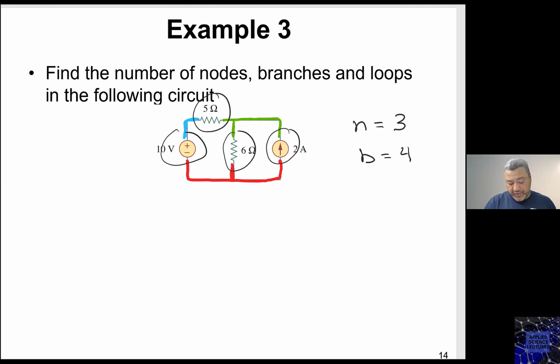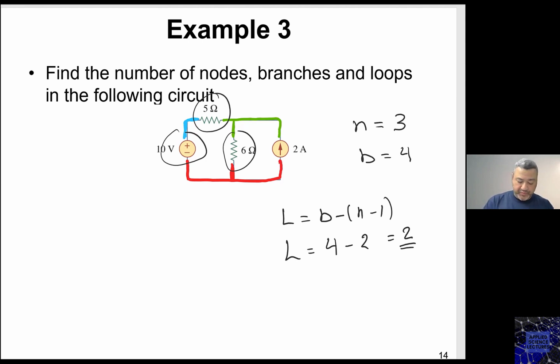And now if I put L equals B minus (n minus 1), then the number of loops would be 4 minus 2 equals 2. So I have 2 loops that are independent loops. Now, if you look at this circuit, you can easily see that you can make 3 loops out of this circuit. What are those 3 loops?